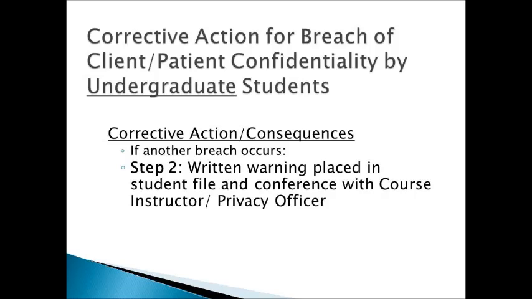Step 2 of the corrective action procedure is should another breach occur. In this case, there's a written warning placed in the student file, and there's a conference with the course instructor and the privacy officer once again. This conference is designed to provide information to the student to ensure that they understand the severity of their action.